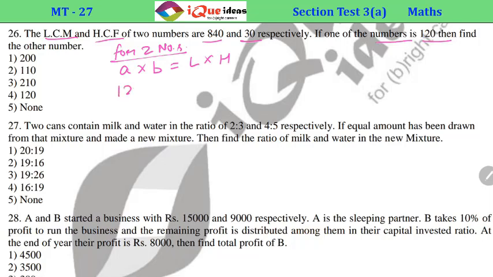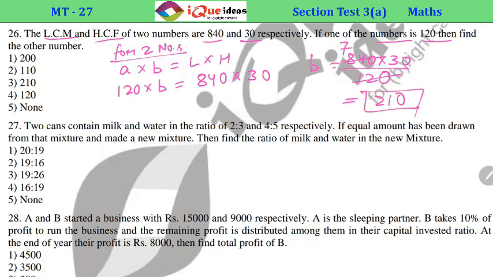Here one number is 120, other number we have to find. So 120 into B is equal to LCM is 840 and HCF is 30. So clearly B is equal to 840 into 30 divided by 120. Alright, so I think 120 cancels 840, 0 cancel, 12 7s are 84, 7 3s are 210. So the other number is 210 directly. That is the third option.